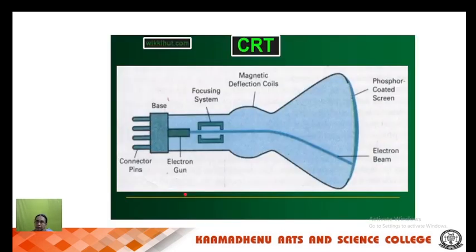This is the diagram for a CRT. Here we have the connector pins and the base. This one is the electron gun. The electron gun is connected with the base. This one is the pair of focusing system and magnetic deflection coils. Then we have the phosphor coated screen and this one is the electron beam. So the beam of electrons emitted by the electron gun passes through the focusing system and magnetic deflection coils.